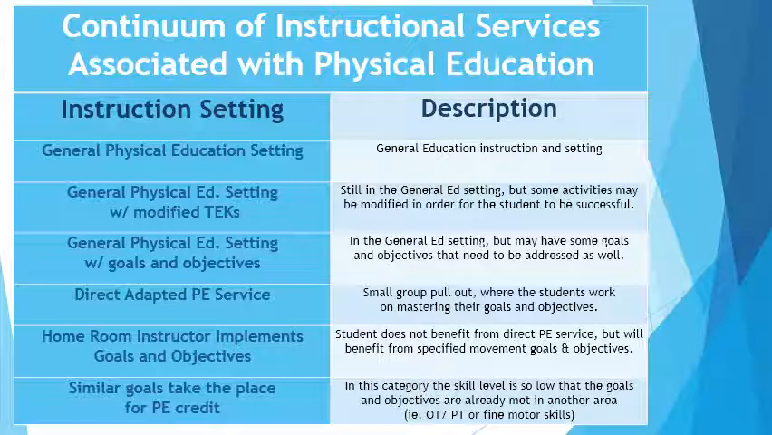Direct adapted PE services: small group pullout, where the student works on mastering their goals and objectives. Homeroom instruction implements goals and objectives. The student does not benefit from direct PE service, but will benefit from some specified movement goals and objectives. Similar goals take the place of PE credit. In this category, the skill level is so low that the goals and objectives are already met in another area. Examples: occupational therapy, physical therapy, or fine motor skills.